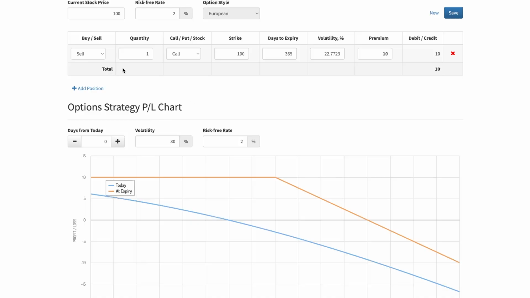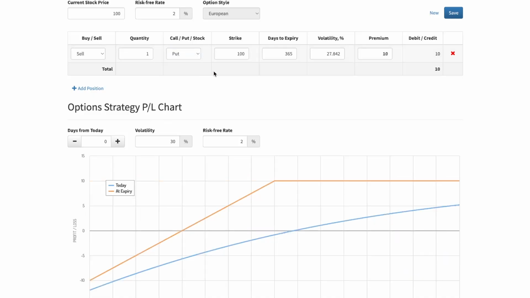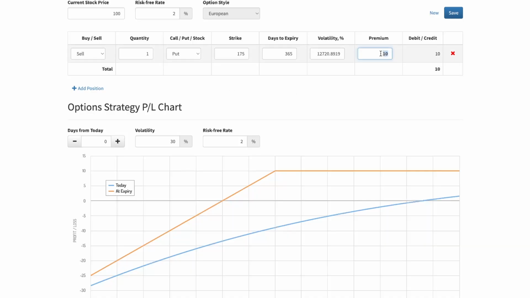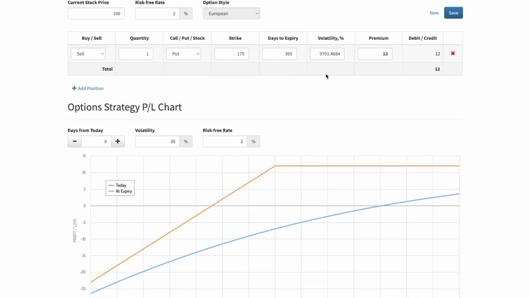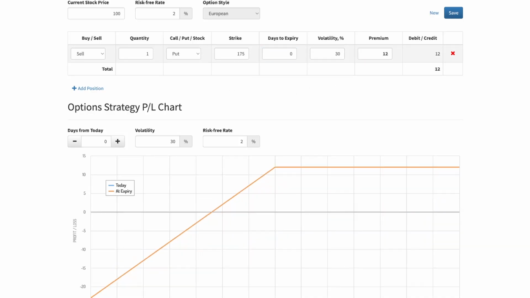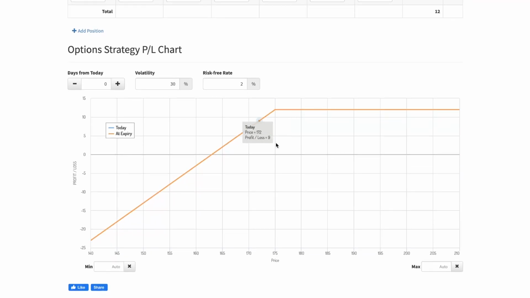I can show you visually what my profit and loss is going to look like at various stock prices. So I sold a put option at a strike price of $175, and it was a $12 premium. And let's just say we're at expiration, so I'm going to set days to expiry to 0. On September 19th, if Molina stock is $175 a share or higher, I will just have collected this $12 a share premium for nothing. That would be roughly a 7% return on my money in just a month. I don't think anyone would complain about that.